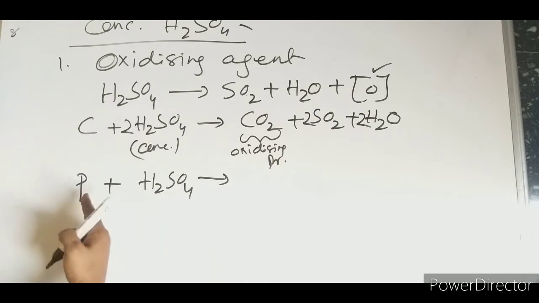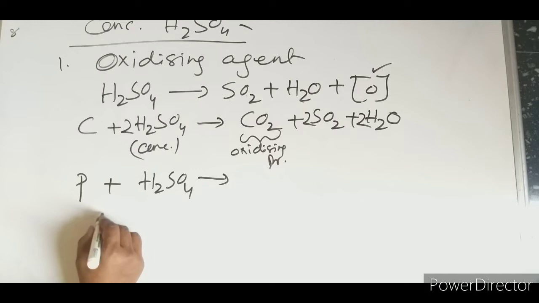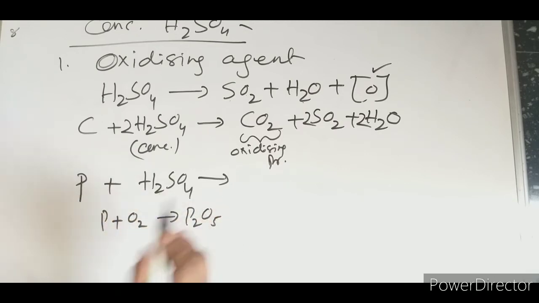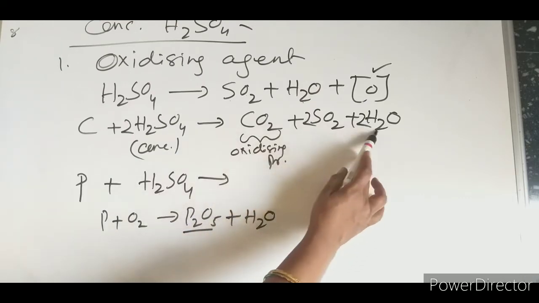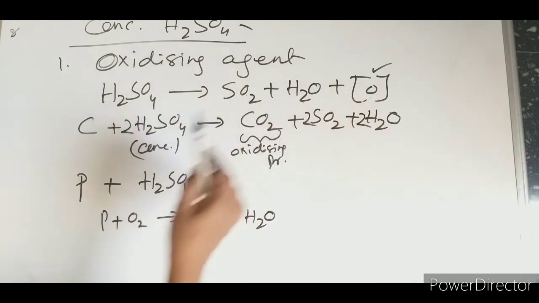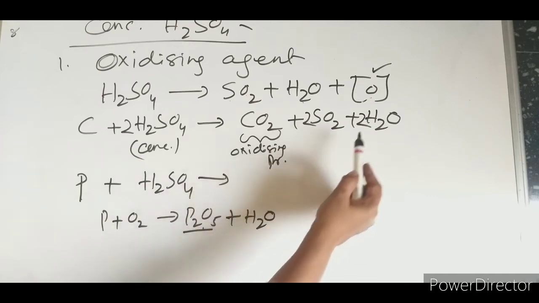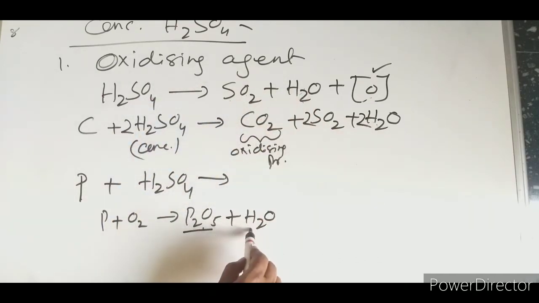Remember one thing. Here let us do this. After that one we will put it here. So here phosphorus plus oxygen gives rise to phosphorus pentoxide. Remember, phosphorus pentoxide with water, because water will be there, this oxygen will react with phosphorus and give rise to phosphorus pentoxide. Here the water part is also there, because concentrated sulfuric acid, this water also will react.